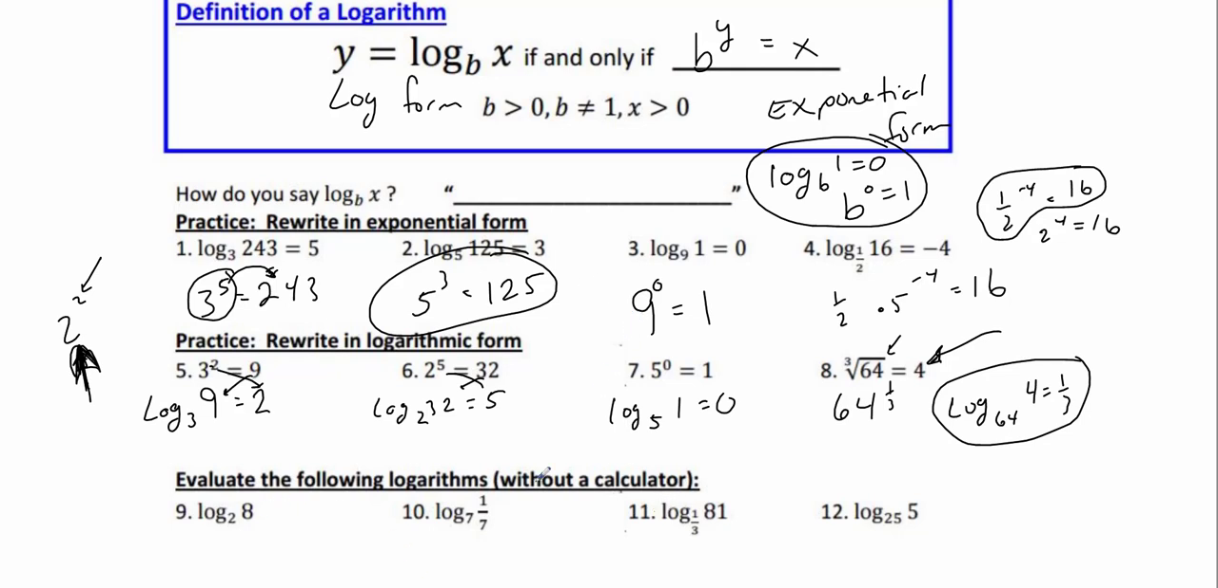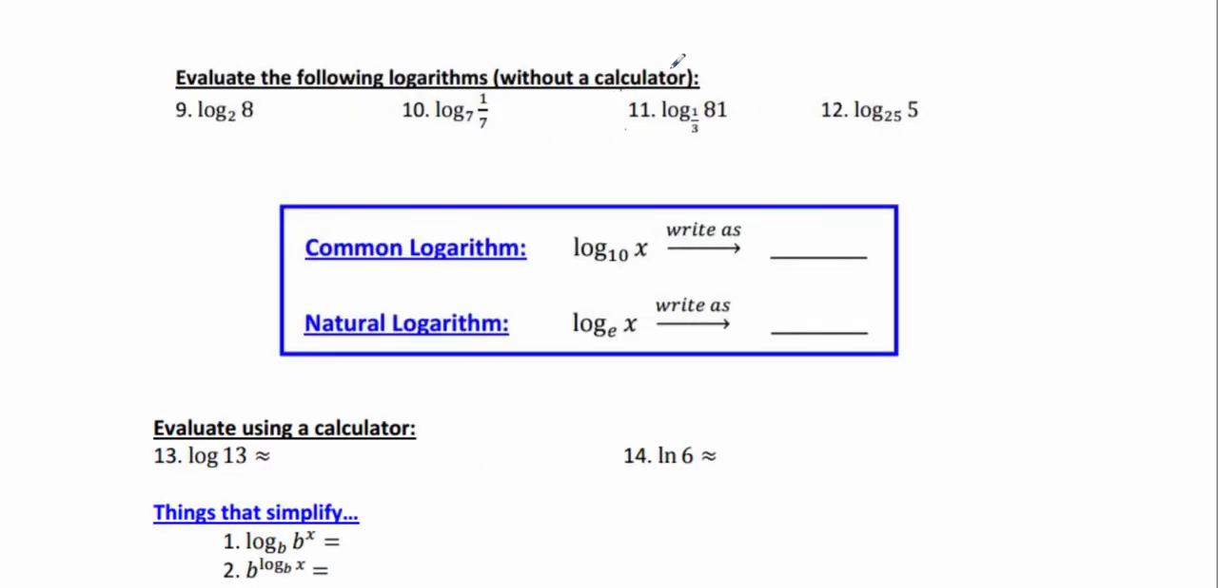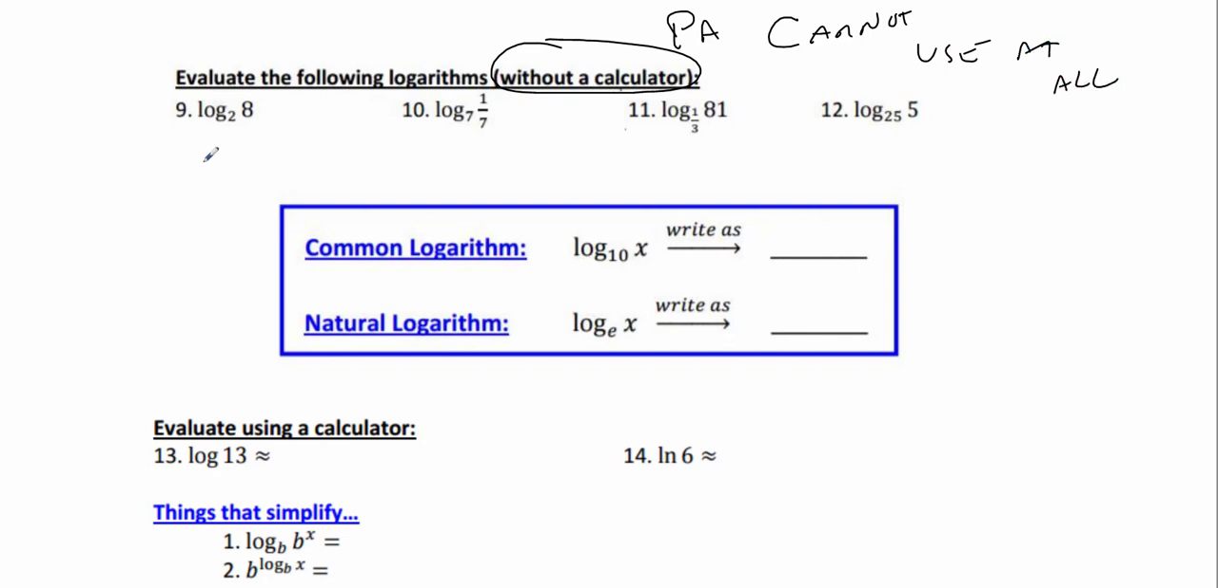All right, let's get into the next section here. For number 9, 10, 11, and 12, you are not going to be given a calculator. You're not going to be allowed to use one. So even on the PA, you cannot use a calculator at all until you get to a specific section. I don't even know if I'm going to have some of these on there, but you cannot use one at all. Okay, so why is that? Well, mainly because these are going to work out really nice, and we have to understand what logs are without using a calculator.